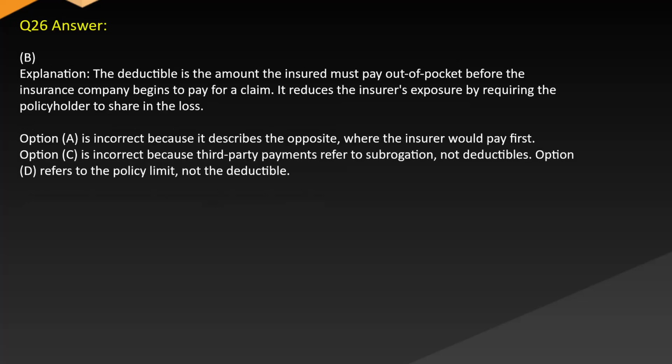Answer. B. Explanation. The deductible is the amount the insured must pay out of pocket before the insurance company begins to pay for a claim. It reduces the insurer's exposure by requiring the policyholder to share in the loss.